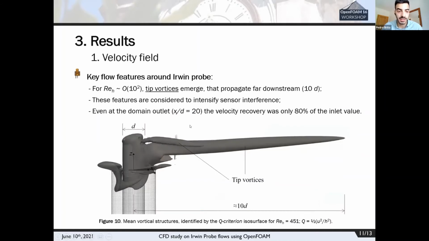And to better depict these tip vortices I'm talking about, we use the Q-criterion visualization technique, and we see that there are actually two pairs of tip vortices, one secondary and another primary. The important thing to notice here is that the primary tip vortices extend far downstream of the sensor, more than 10 diameters. And we believe that this is responsible for aggravating mutual interference of neighboring sensors placed behind it. So that is our key finding about the velocity field.